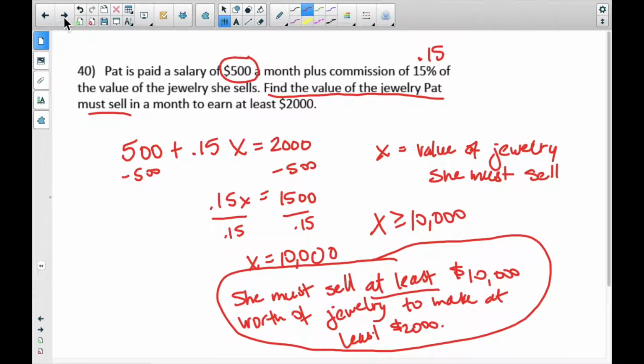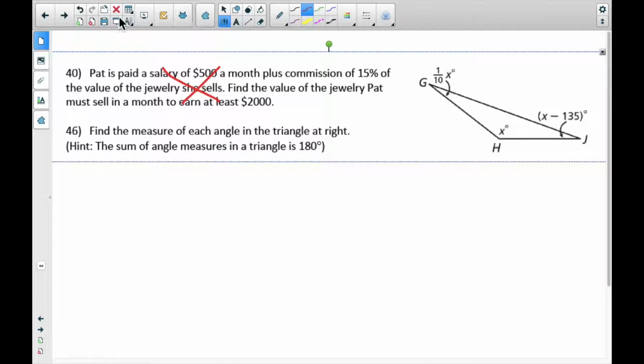All right, let's look at the next problem. We just did the top one, so right now we're just focusing on the bottom one. Find the measure of each angle in the triangle to the left. We have 3 angles. They give us a hint that the sum is 180, so we should be able to add 1/10 x plus x minus 135 and set that equal to 180.